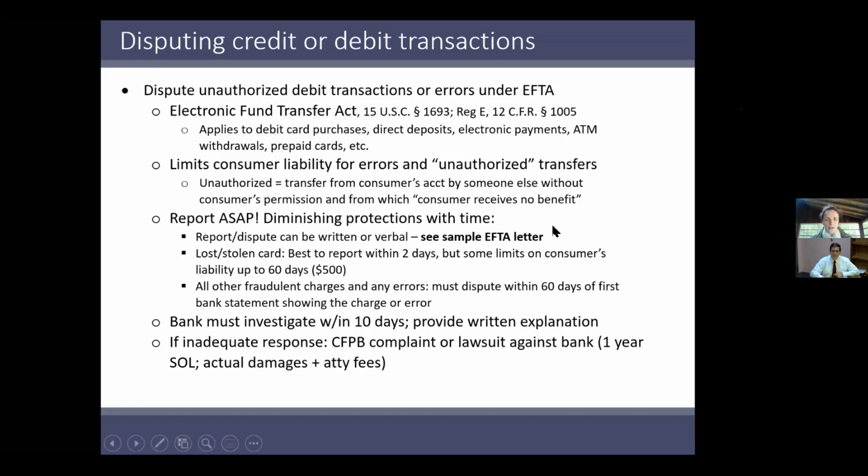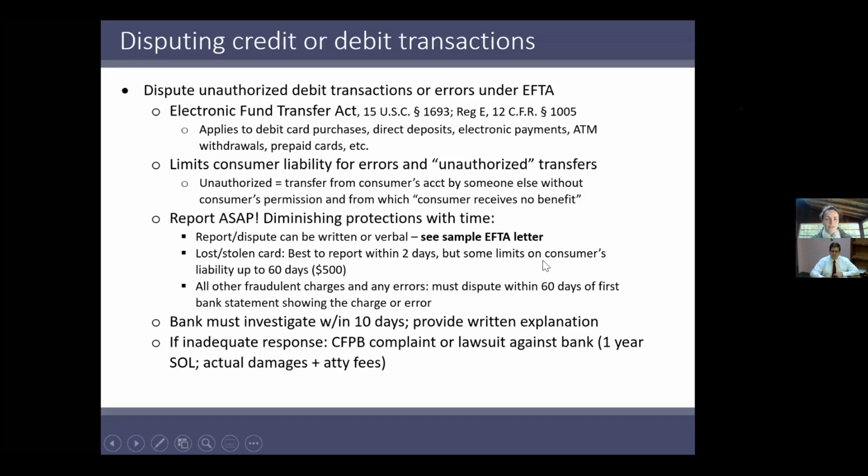Again, we have a sample letter here in the materials. This is for unauthorized transfers, which is pretty narrowly construed. It's a transfer from the consumer's account by someone else without the account holder's permission, and from which the consumer receives no benefit. So you can imagine a lot of scenarios that don't fit that perfectly.